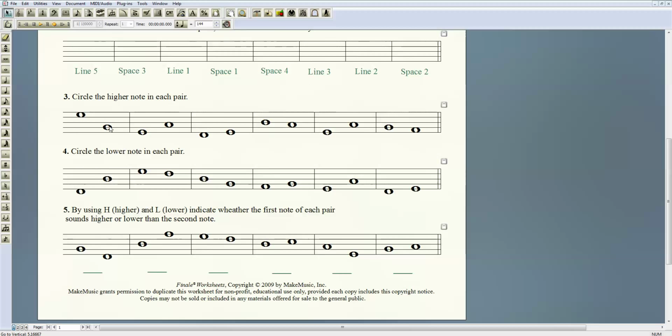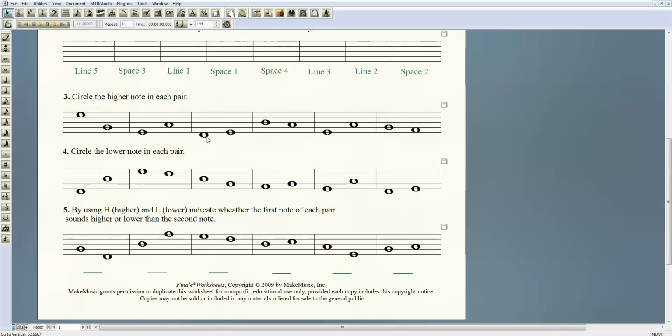Get a little Jeopardy music going on here. And hopefully it doesn't take you that long. It's of course this one. What about right here? Which one is the higher note? It's the second one. It's in the 2nd space. A little bit trickier.